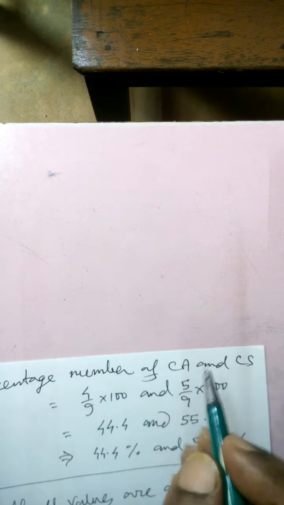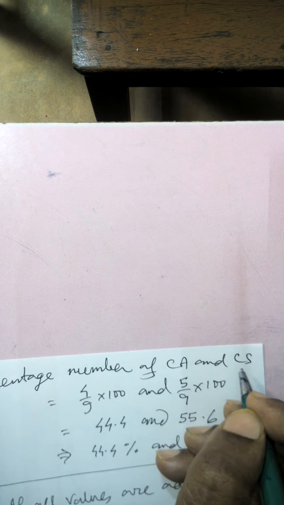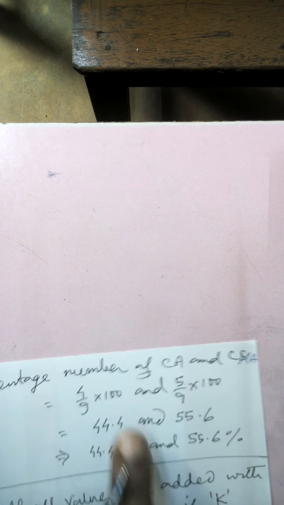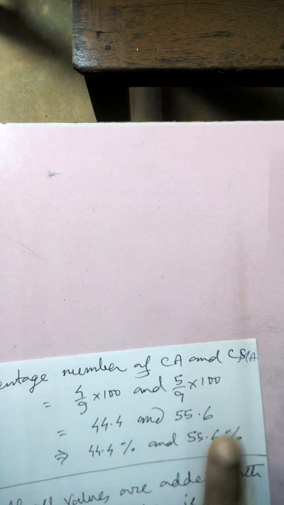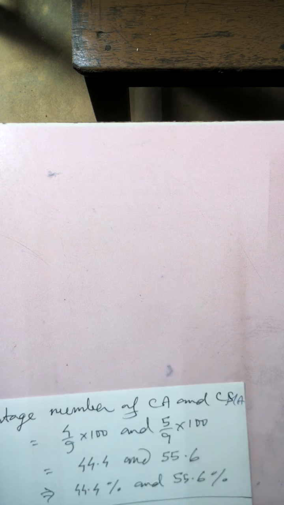So what is the percentage if you ask me? Percentage is very simple. I say 4/9 into 100 कर दो और 5/9 into 100 कर दो. 4/9 into 100, that is approximately 44.4, and 5/9 into 100, that is approximately 55.6. So you get the percentage ratio of the two.